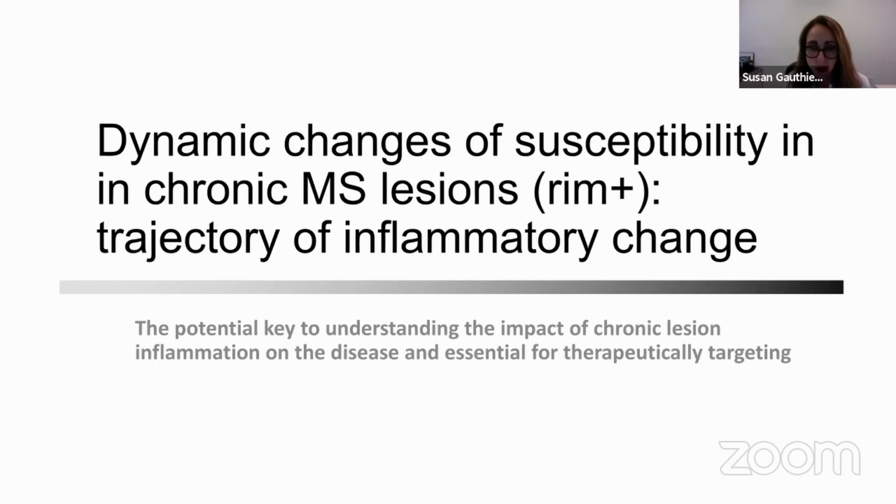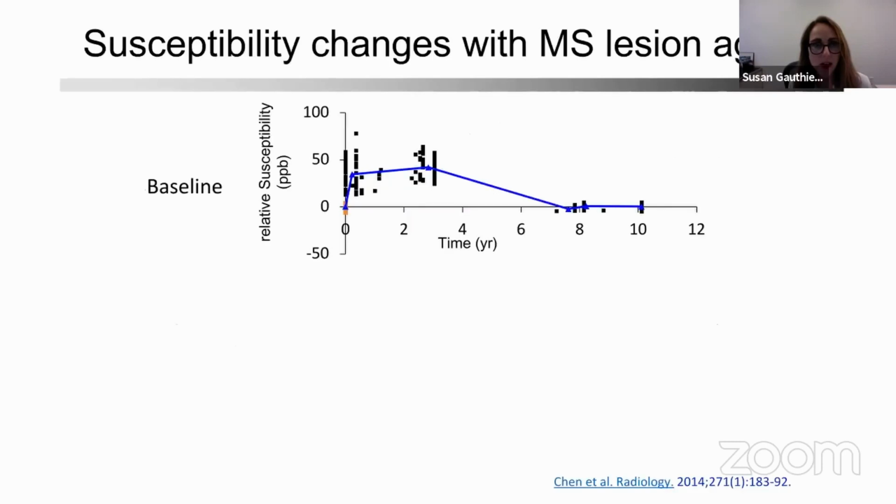So on to getting into these lesions as far as how much inflammation they have, and can we quantify this? What we identified very early on in our QSM MS studies is that there are different susceptibility levels in general in MS lesions based upon lesion age.